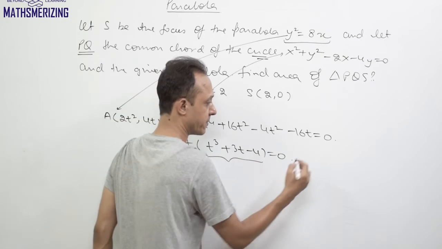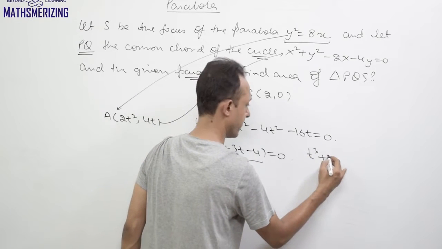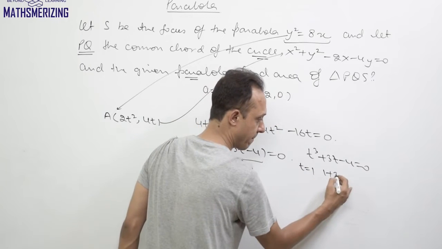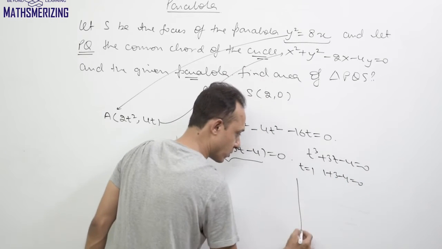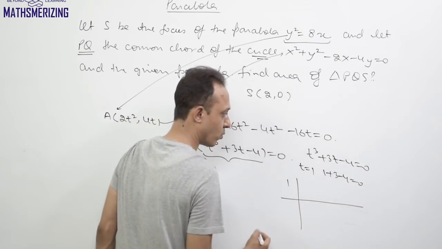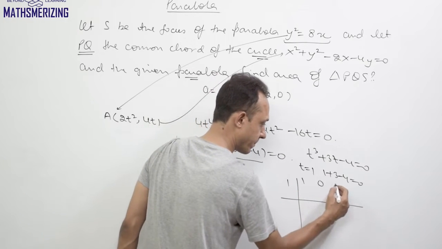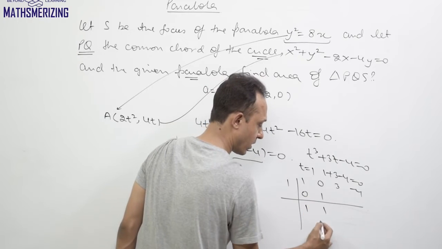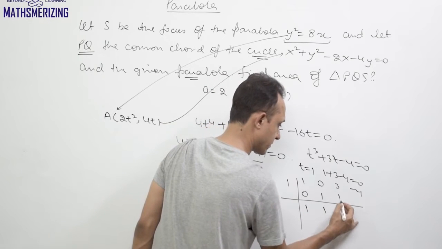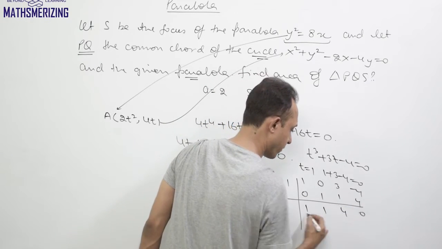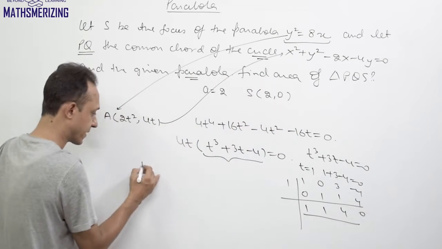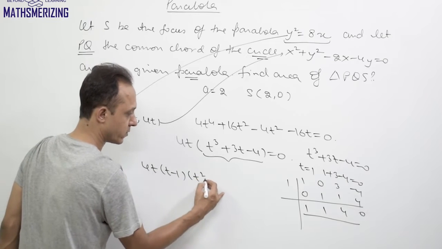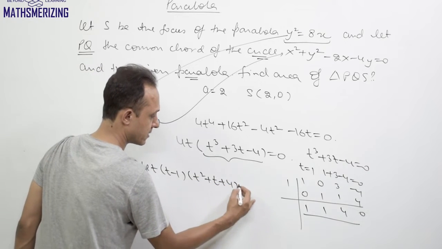Now I'll take this cubic expression. It is t cube plus 3t minus 4 equals 0. If I put t as 1, then I'll get 1 plus 3 minus 4, which is 0. So now we can use synthetic division. So this is 1 and this is 1, 0, 3 and minus 4. So the remainder is 0. So we can factorize it as 4t, (t minus 1) and then (t square plus t plus 4) equals 0.